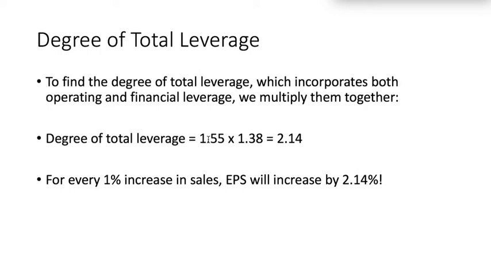Now the degree of total leverage is going to be the degree of operating leverage and the degree of financial leverage multiplied together. So 1.55 multiplied by 1.38 equals 2.14. And so what this means is that for every 1% increase in sales, EPS will increase by 2.14%. So you can see that the change in EPS is magnified by this leverage effect, which is all due to having fixed costs in operations and financing.